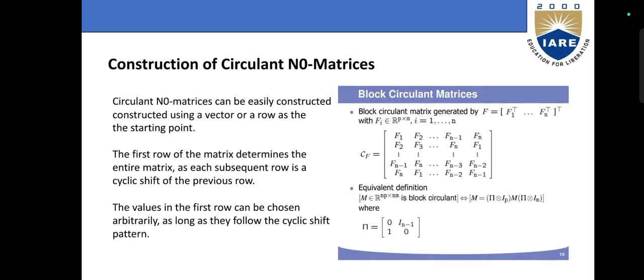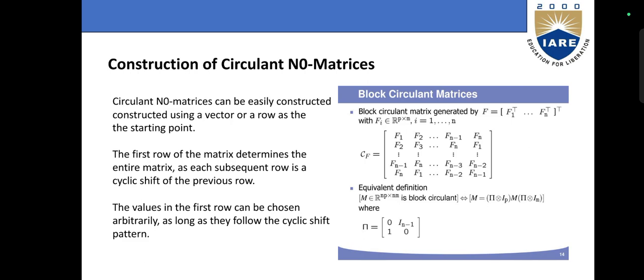Construction of circulant matrices. Circulant matrices can be easily constructed using a vector or a row as a starting point. The first row of the matrix determines the entire matrix, as each subsequent row is a cyclic shift of the previous row. The values in the first row can be chosen appropriately as long as they follow the cyclic shift pattern.